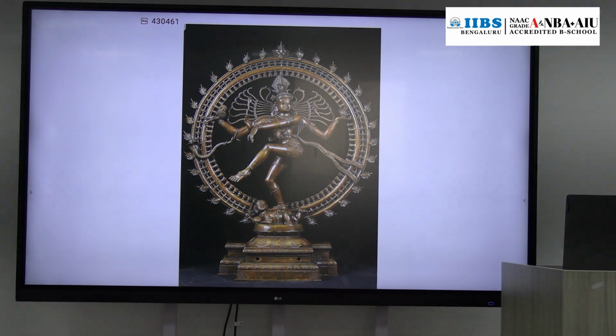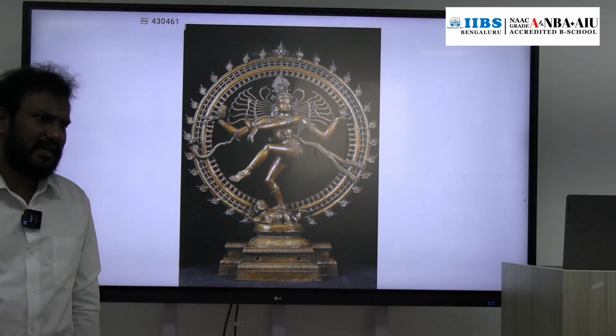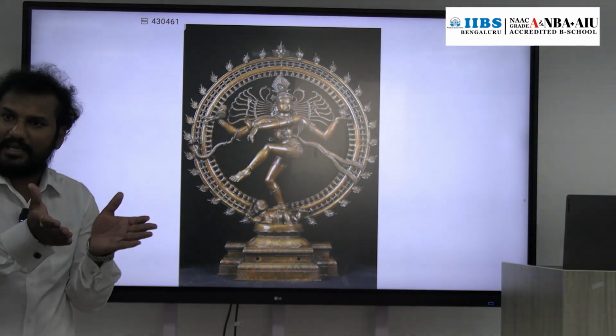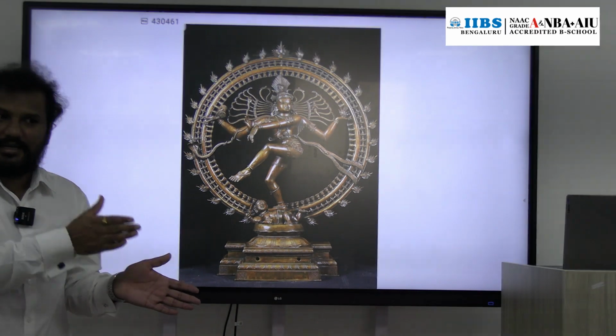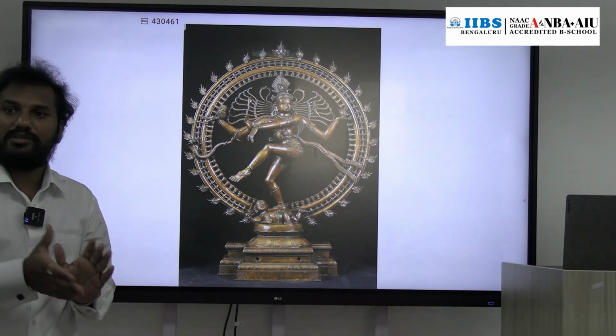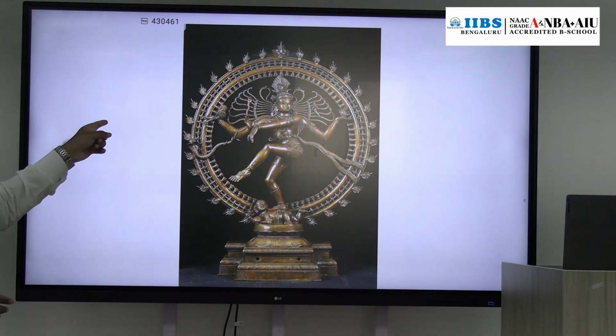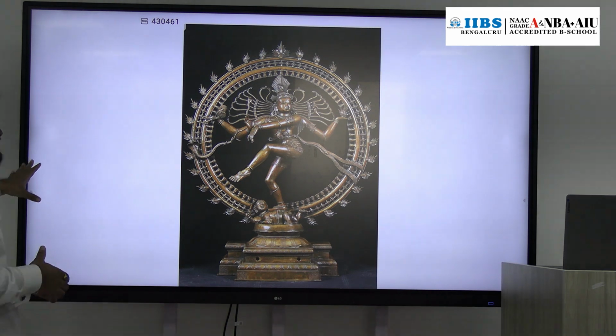Okay, then next, sculptures of the Cholas. We discussed temple architecture during the Pallavas' time, then the Dravidian style of architecture during the Cholas. During the Cholas also, a very important sculpture is the Nataraja sculpture. If you see the image, Nataraja sculptures.